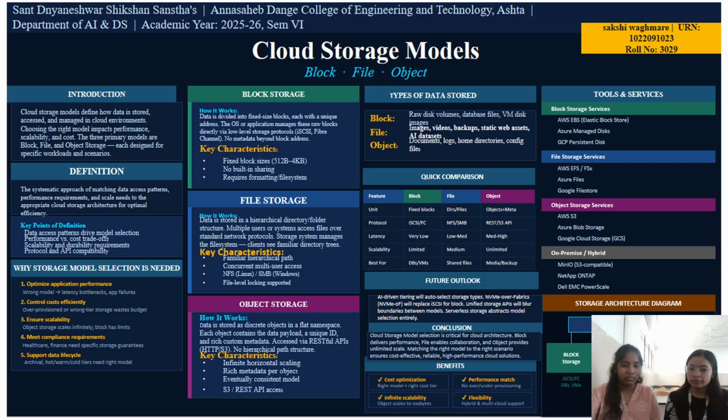Now let's talk file storage. This is the one most people are familiar with. It looks like folders and files, but in the cloud context, there is much more going on. Right, file storage operates at the file system level, which means it abstracts your work into a tree of files and directories, exactly like your laptop folders and Windows Explorer.